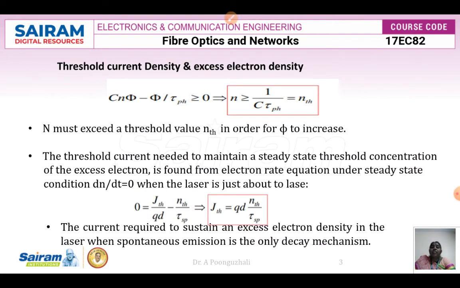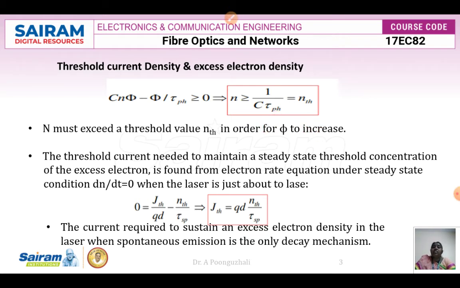So we can see that Cn phi minus phi by tau ph is going to be greater than or equivalent to 0. That means my n should be greater than or equivalent to 1 by C into tau ph, which is equivalent to nth. So we say that n must exceed the threshold value nth in order for the photons to increase. The number of electrons should be greater than the threshold level for the photons to increase.